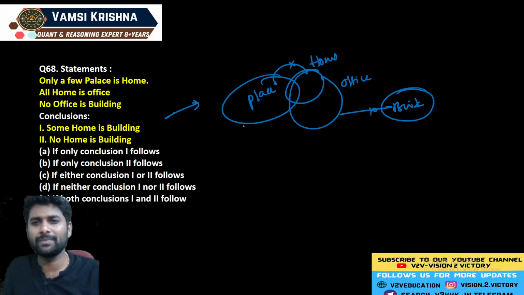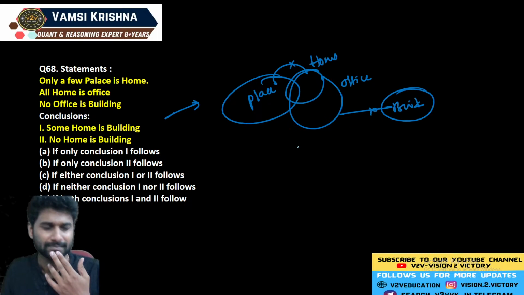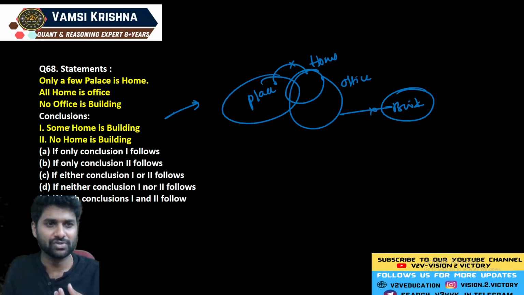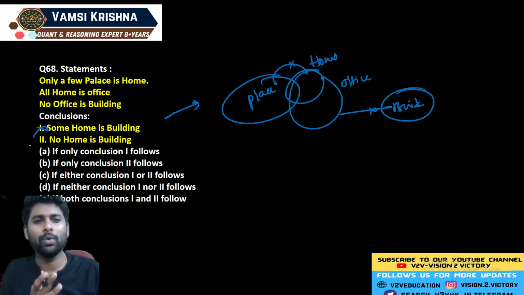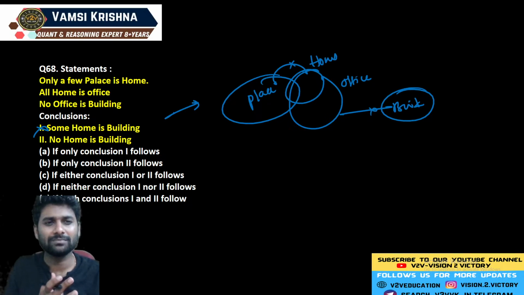So some home is a building, guys. Is it right or wrong? We don't have any direct relations, right? We need minimum overlapping in the conclusion. So one is wrong. No home is a building. Is it right or wrong?